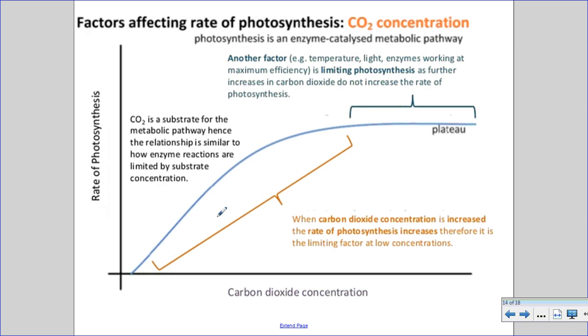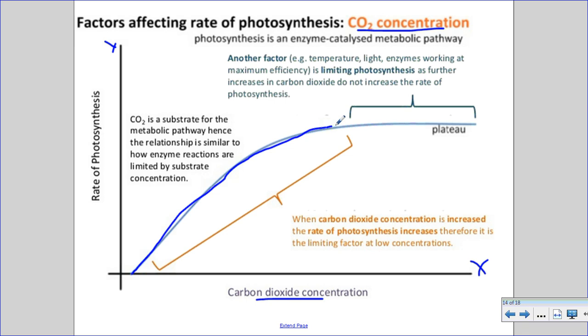Another factor affecting the rate of photosynthesis is CO2 concentration. So again, on our x-axis, we have CO2 concentration increasing. We have rate of photosynthesis on our y-axis. And so at low levels of CO2, there is a low rate of photosynthesis. But then as carbon dioxide concentrations increase, the rate of photosynthesis will also increase.